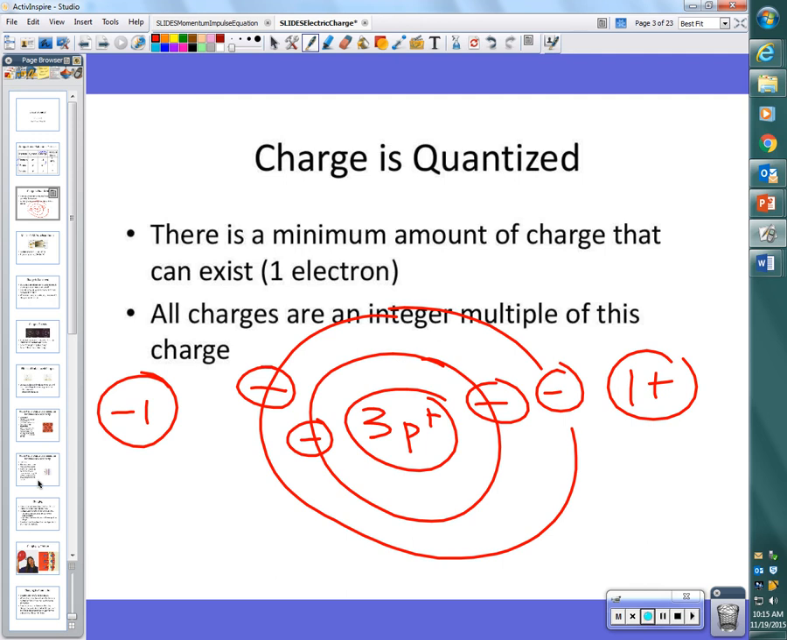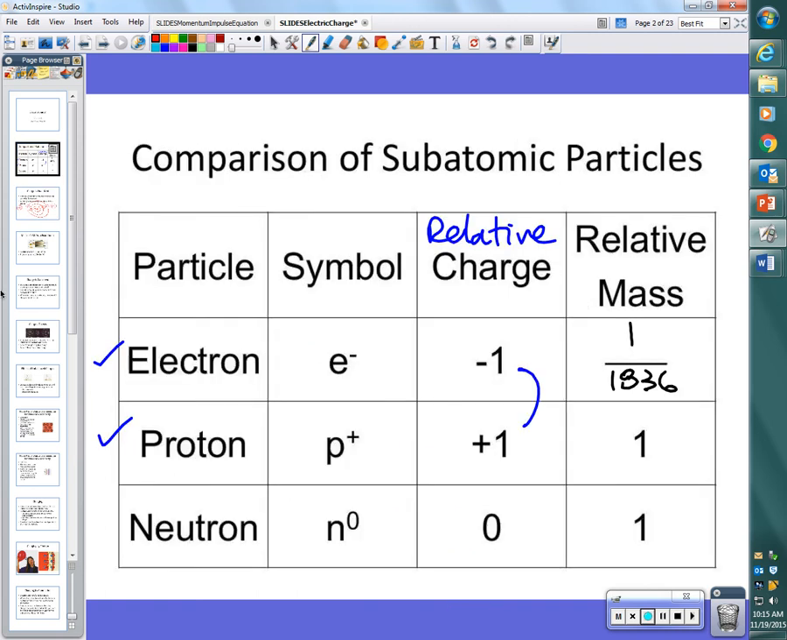So, charges are all integer multiples of this charge. We go up by 1, 2, 3, 4, because you can't lose half an electron or gain half an electron. It just doesn't work that way. All right. Now, this chart that we were working off of lists the charge, or I wrote in, the charge is listed as what?